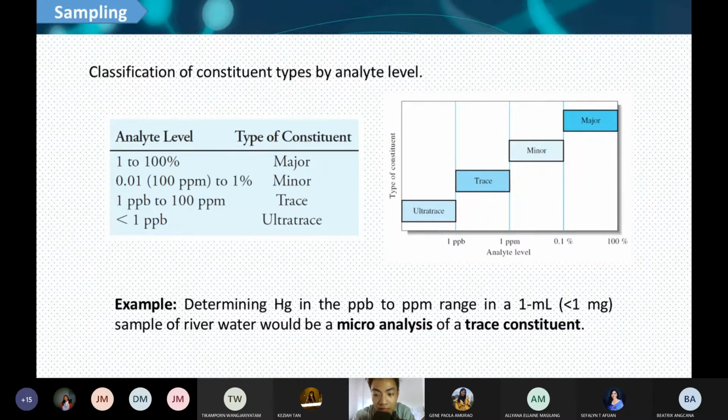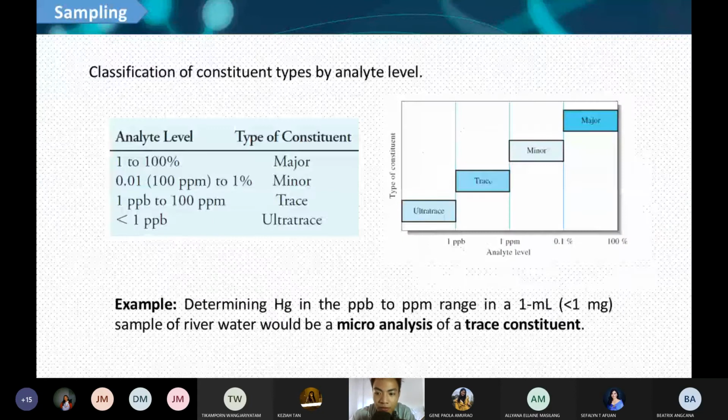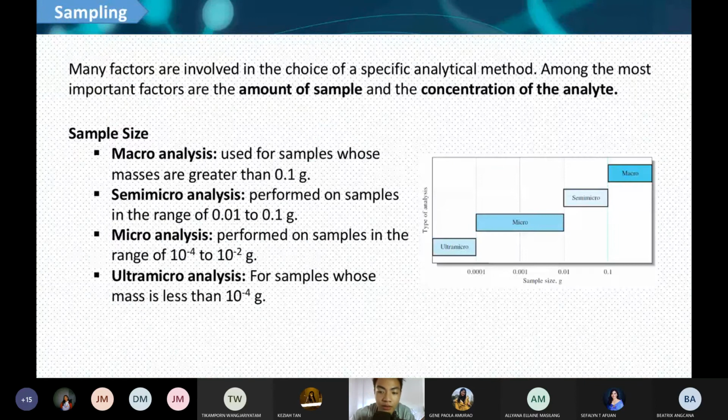So again, depending on the concentration and the amount of your sample, there are certain methods that can be applied to them. Not all methods will apply to all. If you have a bigger sample or higher concentration, then you may deal with them using classical methods. However, if the concentration or the amount of your sample decreases, then you have to adapt with something that is sensitive enough to detect the analytes.